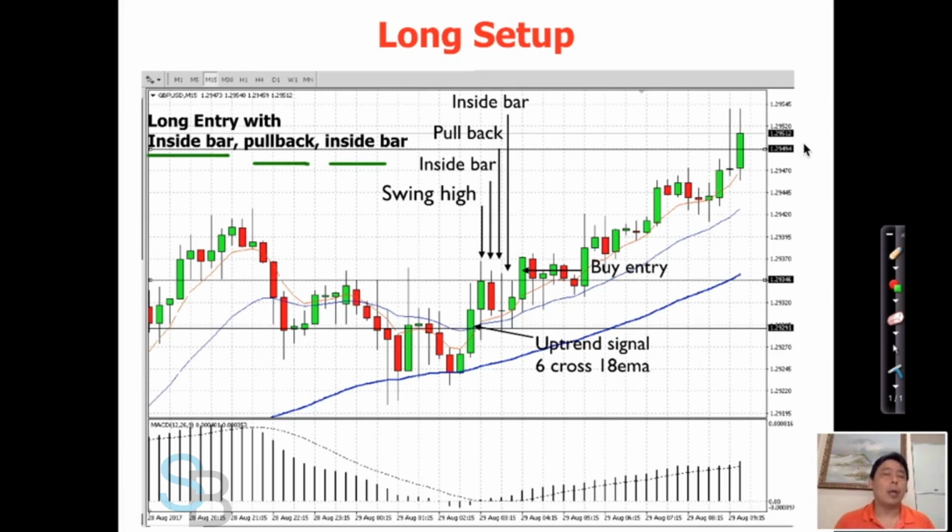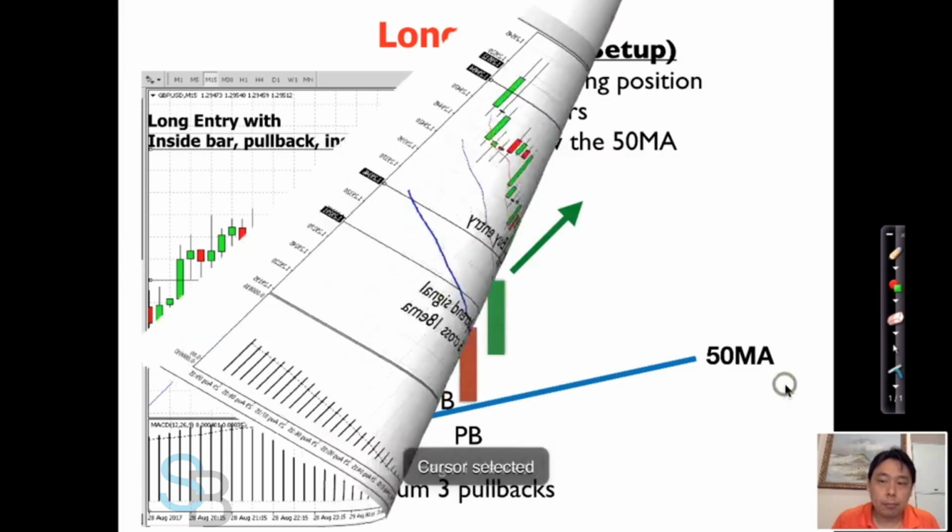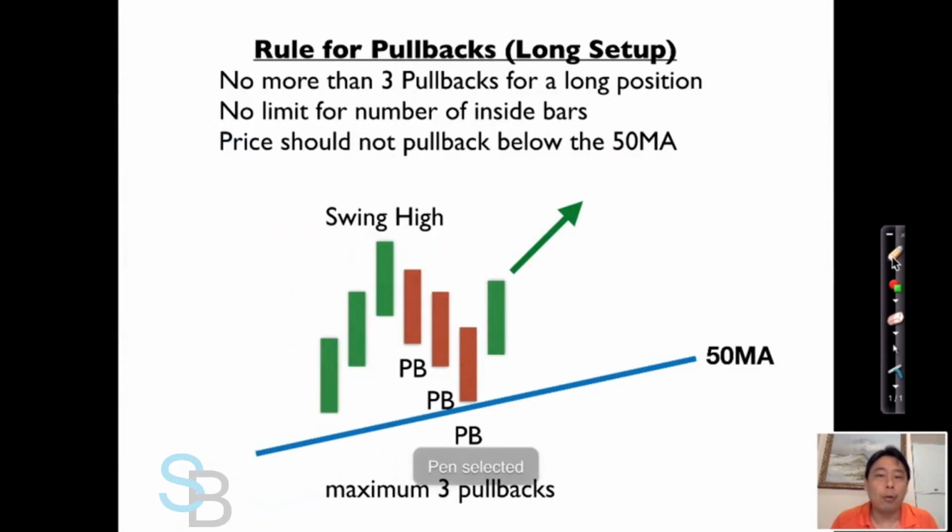So some of you may ask, okay, so you've got a swing high, you've got a pullback now. Is there a maximum number of pullbacks that I can accept? But I can't pull back forever, right? Yes, there is a maximum. So here are the rules for pullbacks. You should have no more than 3 pullbacks for a long position. But you can have as many inside bars as necessary, right? So no more than 3 pullbacks, right?